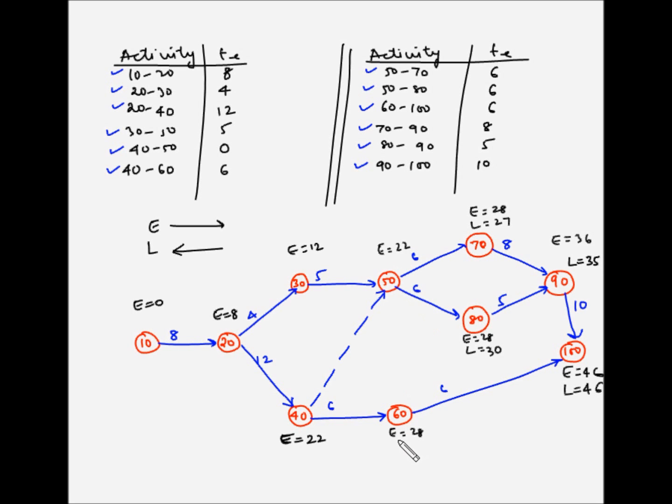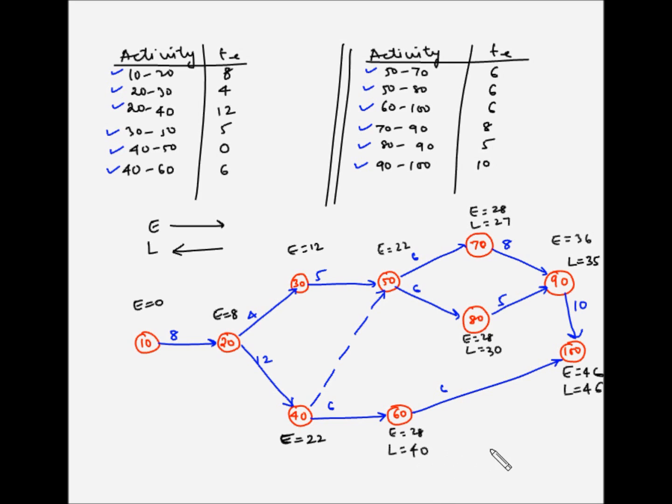Now the latest occurrence time for event number 60 will be such that the latest occurrence time for the following event, which is event number 100, is not delayed. So the latest occurrence time for event number 100 is the 46th day, and it takes 6 days for activity 60 to 100 to complete. So the latest event number 60 should occur by is 46 minus 6, which is the 40th day.